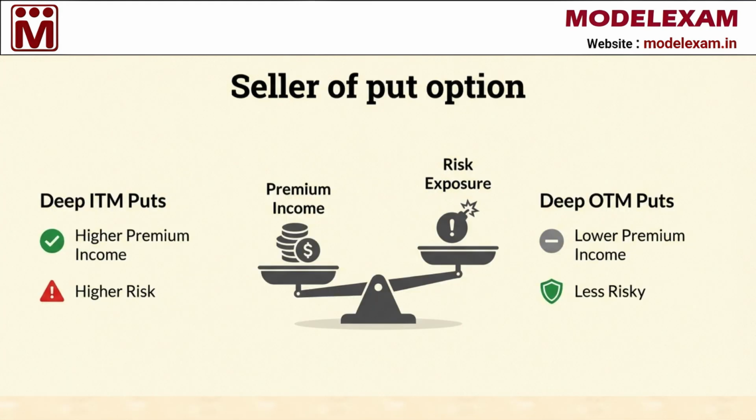In summary, a put seller has to balance premium income against risk exposure. Selling deep in the money puts offers a higher premium income but comes with much higher risk. On the other hand, selling deep out of the money puts is less risky but provides a lower premium income. It is always a trade-off between how much you want to earn and how much risk you are willing to take.